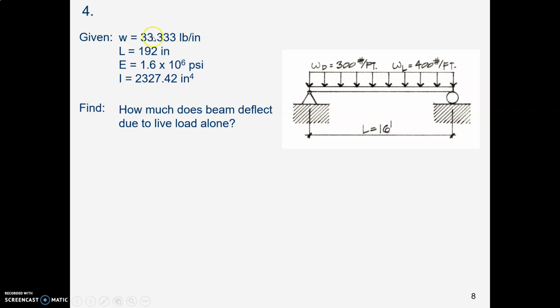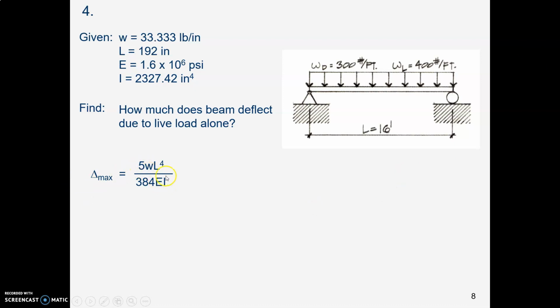And we now know a bunch of things. We figured out how much is the distributed live load per inch. We figured out how long is the beam in inches. We were already given the modulus of elasticity. Remember, that's stiffness of the material. And we just looked up moment of inertia. Remember, that's stiffness of a shape. So now we can plug all those numbers into this formula we just got from the table.